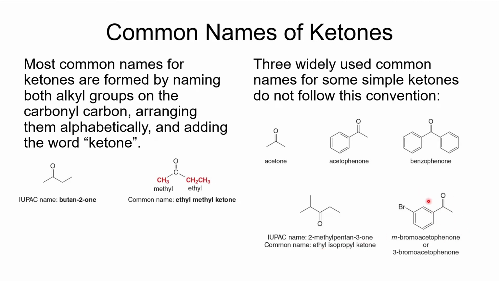So this is an acetophenone derivative. If you name this after acetophenone, you could say we've got acetophenone with a bromo group at the 3 position, and therefore we could call it 3-bromoacetophenone. Or we can use the ortho-meta-para designation to indicate that this is meta-bromoacetophenone.